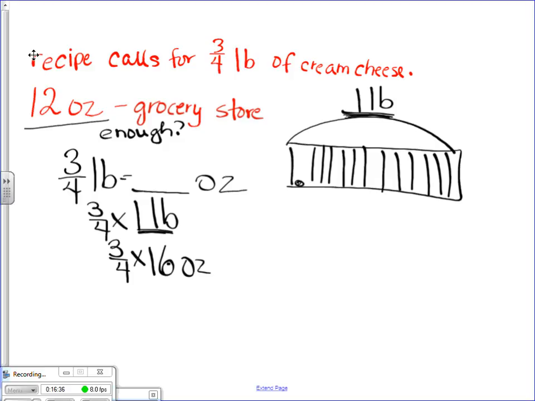Oh, because when you multiply, it's the whole thing. When you divide is when you're doing a fraction.